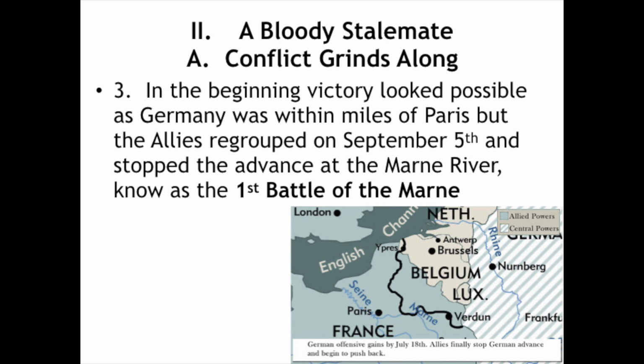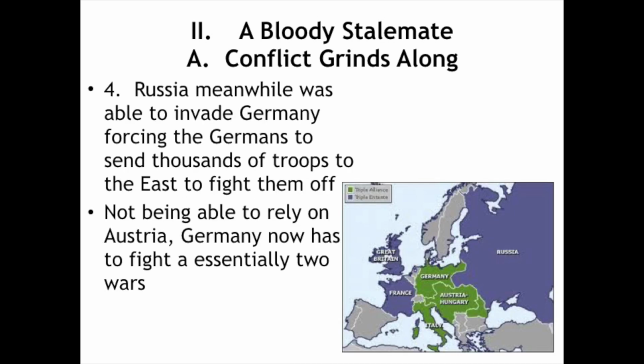Germany actually pushed within a few miles of Paris, but eventually the Allies would regroup, and on September 5th, they would stop the German advance at the Marne River. This would be known as the First Battle of the Marne. Now, while Germany was tied up with France on the Western Front, Russia was invading Germany, and it was forcing Germany to send thousands of troops to the east to help fight them off. Unfortunately for the Germans, they did not choose wisely in their allies, and Austria had an old and ill-equipped army that even Russia was able to deal with.